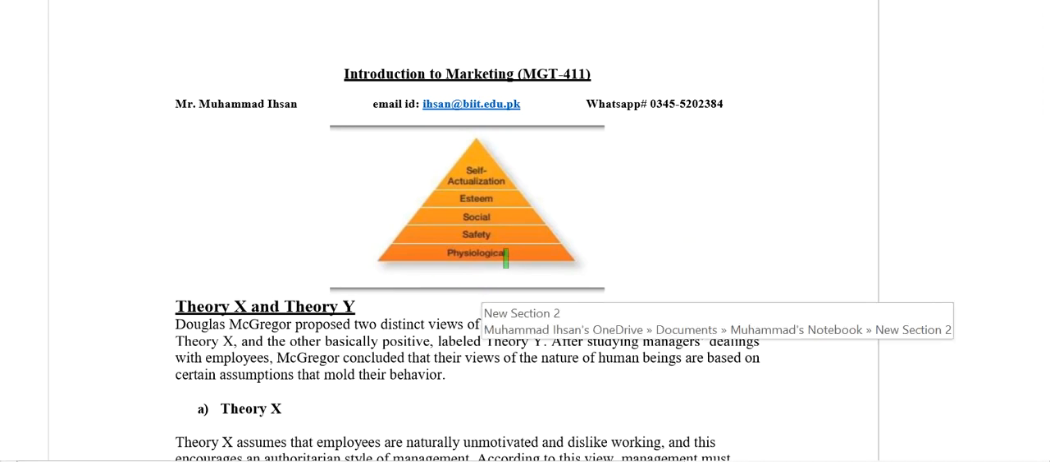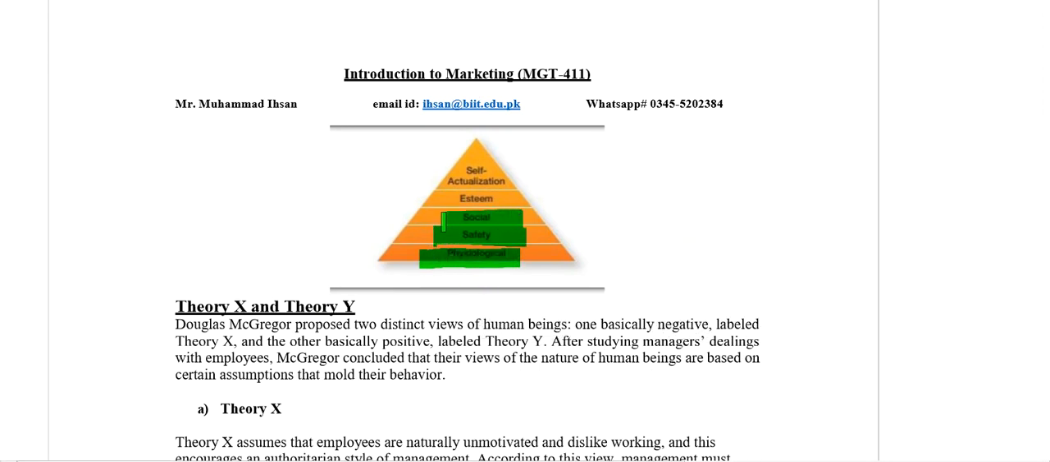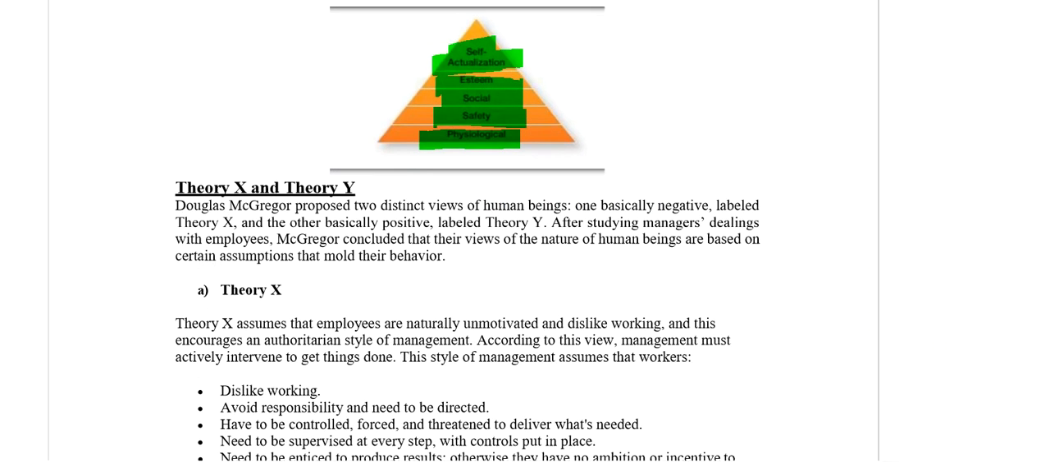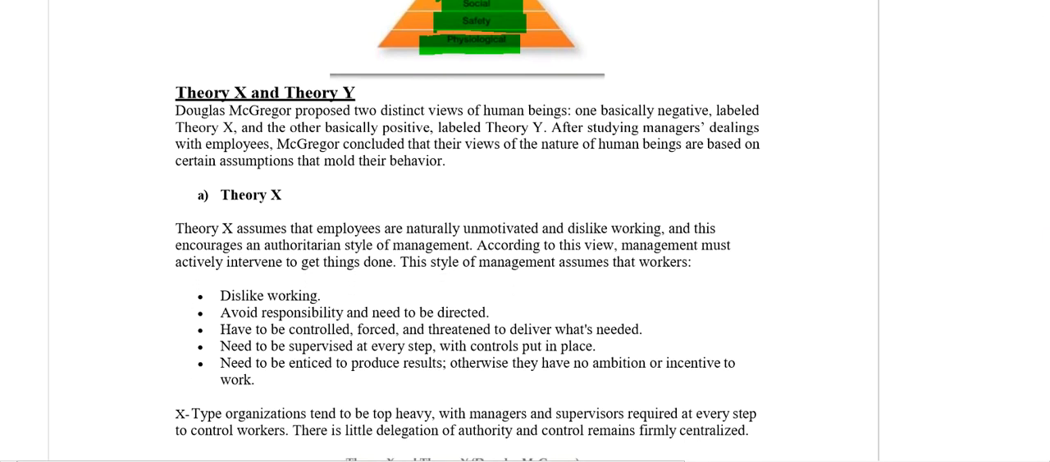So 5 categories of need. Number 1, physiological. Number 2, safety. Number 3, social. Number 4, self-esteem. Number 5, self-actualization or self-realization. Then students, we have another theory which is called theory X and theory Y.